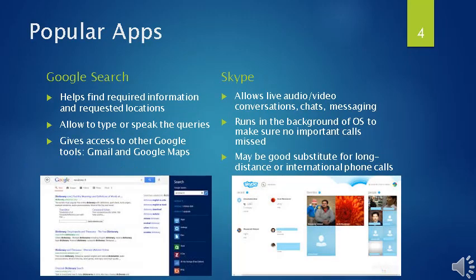Finally, I want to discuss two applications which I find very useful for all Windows 8 users. First one is Google Search. Google Search by far is the number one web browser in the world. Almost everybody has this application installed on their personal computers, tablets, and cell phones. Google Search helps find required information and requested locations. What's more, it allows you to type or speak the queries, which is very good for cell phone or tablet users.